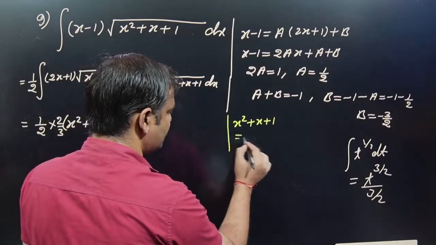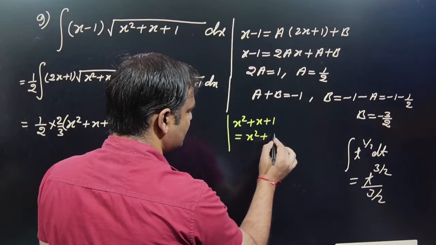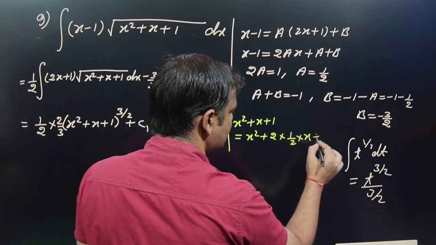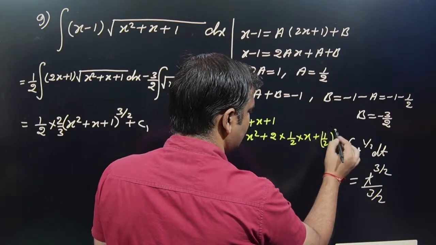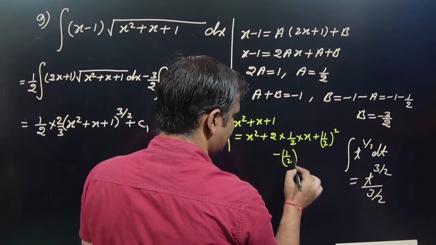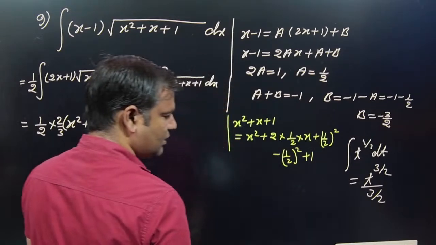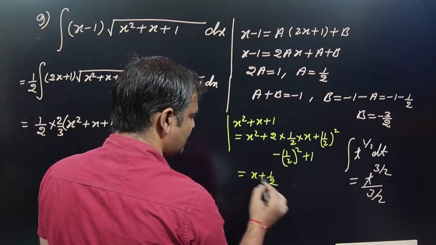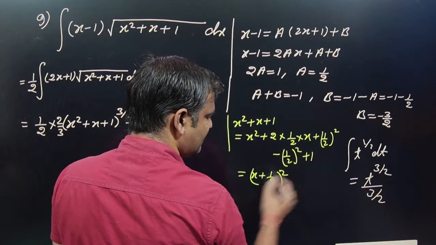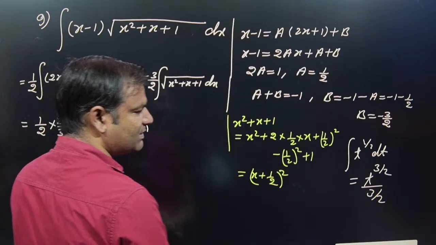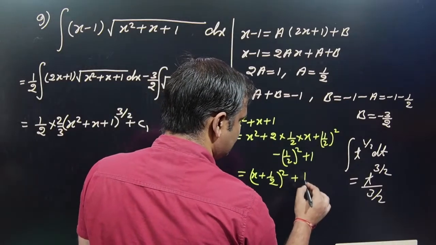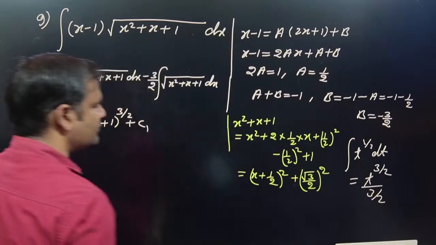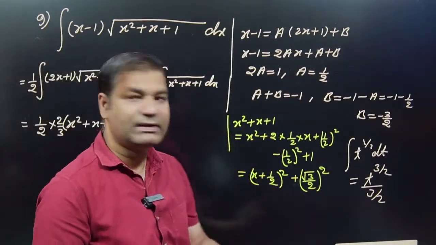How can we make a perfect square? Simply here, x square plus 2 into 1 by 2 into x plus 1 by 2 square, adding and subtracting 1 by 2 square, plus 1. So that part is how much? x plus half to the whole square, and this one 4 minus 1, that is 3. So you can say root 3 by 2 to the whole square. So basically this one is replaced by that part.